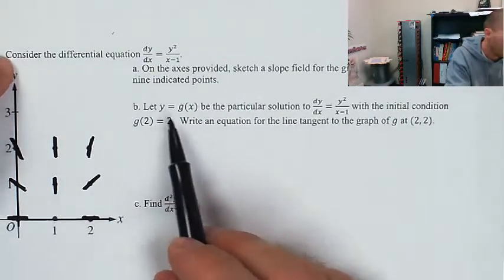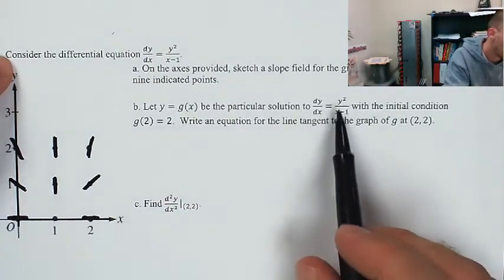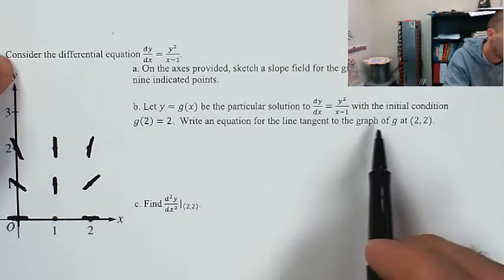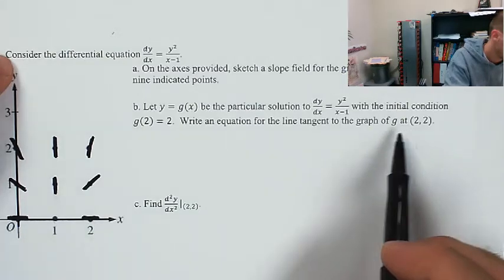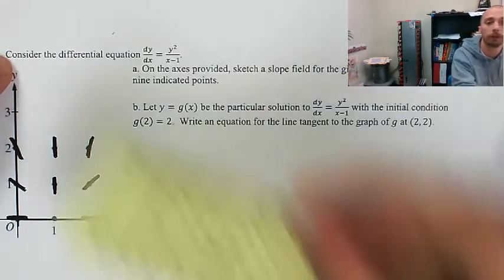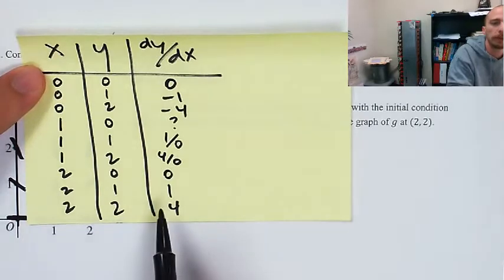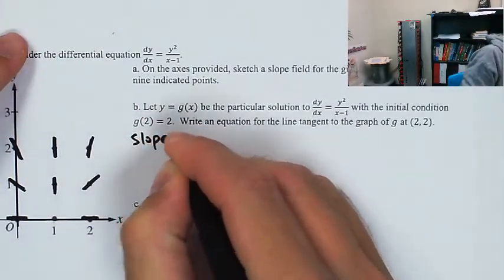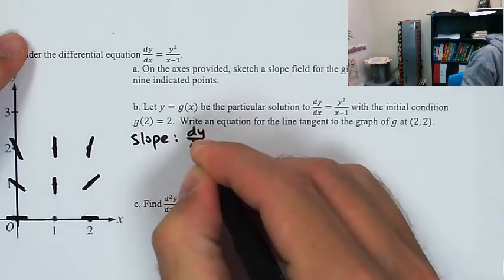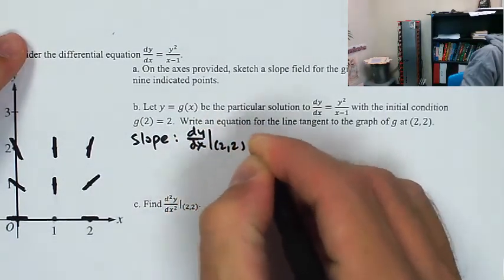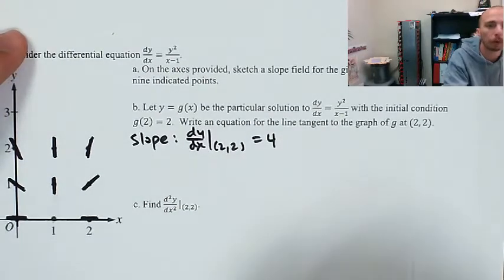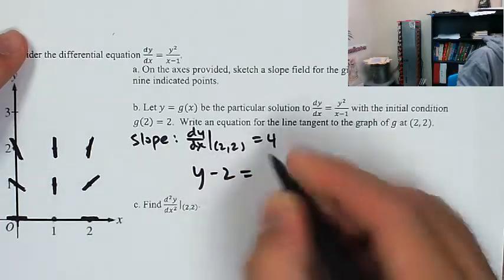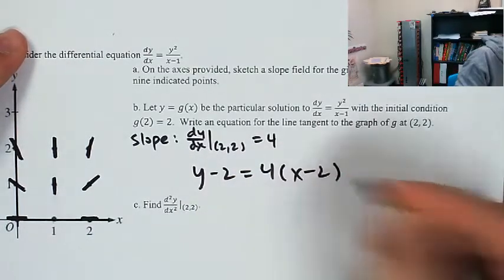So let y equals g of x be the particular solution to dy dx is y squared over x minus 1 with the initial condition g of 2 equals 2. Write an equation for the tangent line to the graph of g at the point 2, 2. All right, well, we determined that at the point 2, 2, just use the work we already did, dy dx equals 4. Okay, so dy dx equals 4. The point is going to be 2, 2. So the equation is going to be y minus 2 is equal to 4 times x minus 2.